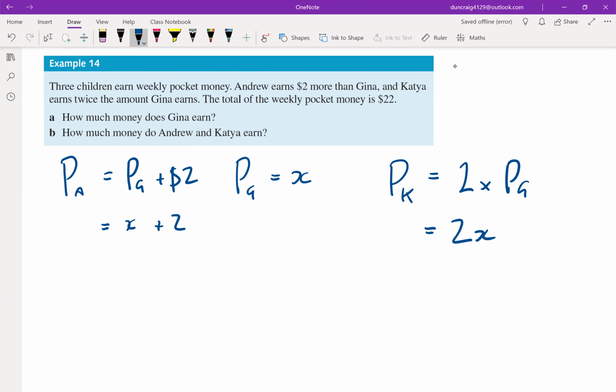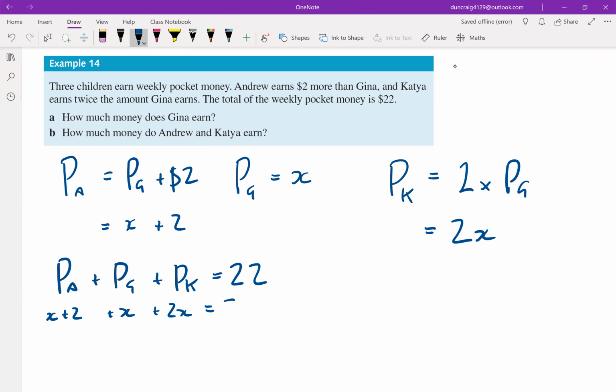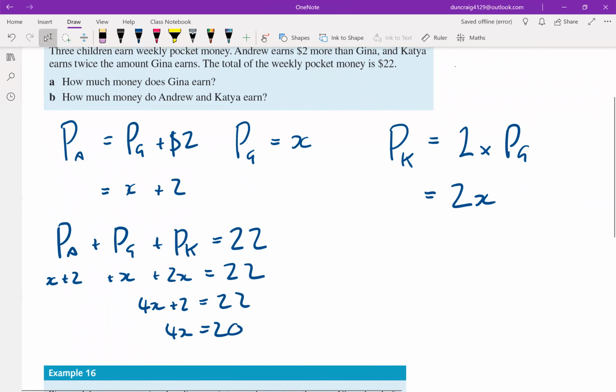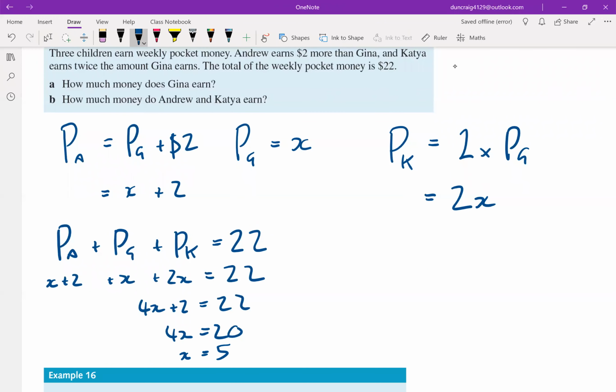And we know that the total is equal to $22. So let's write an equation for that. PA plus PG plus PK is equal to 22. That means X plus 2 plus X plus 2X is equal to 22. Let's simplify: we've got 4X plus 2 is equal to 22. So 4X is equal to 20, and that means X is equal to 5.